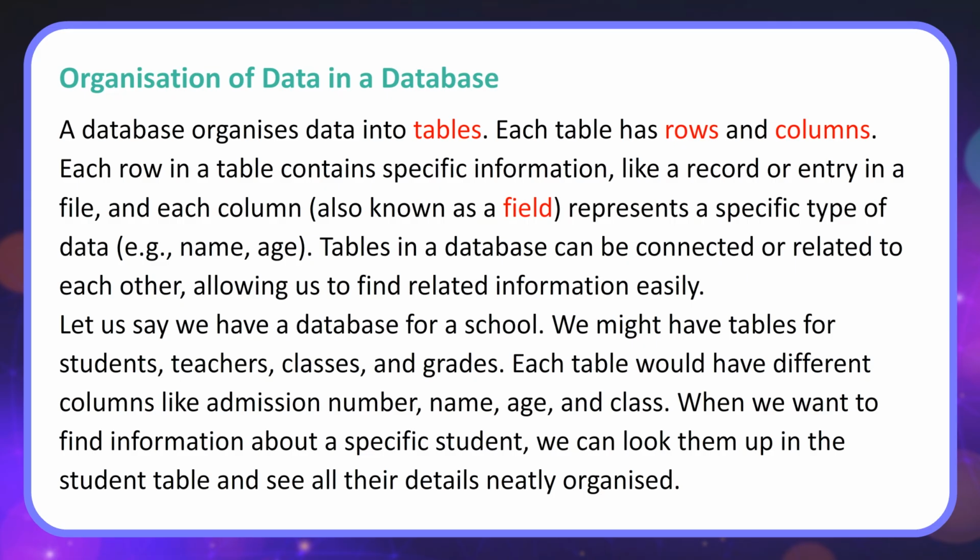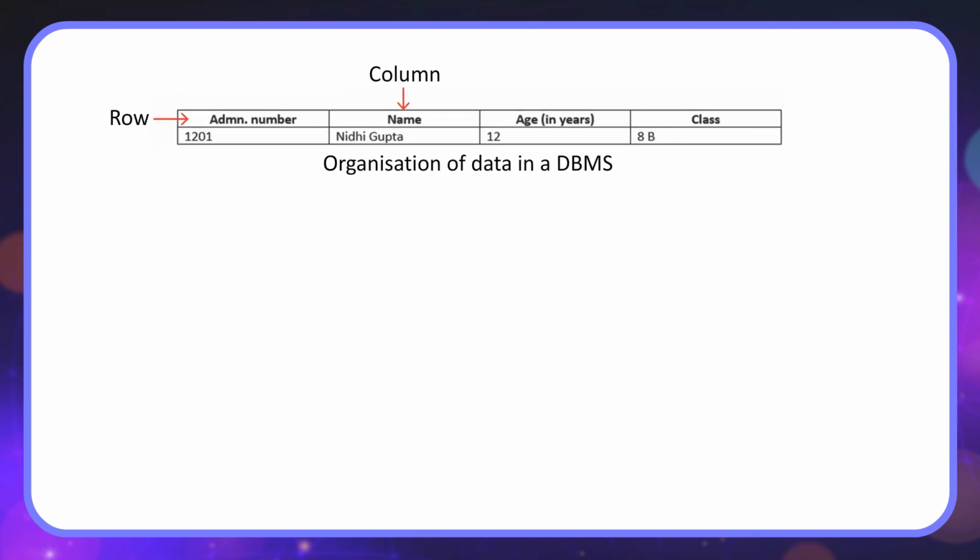Let us say we have a database for a school. We might have tables for students, teachers, classes, and grades. Each table would have different columns like admission number, name, age, and class. When we want to find information about a specific student, we can look them up in the student table and see all their details neatly organized. Column, row, organization of data in a DBMS.